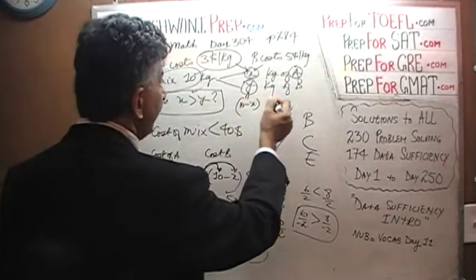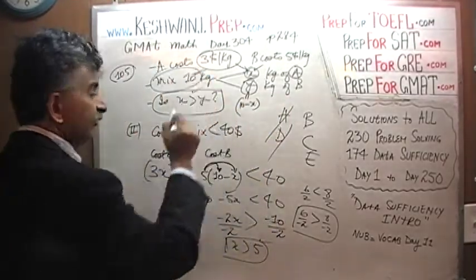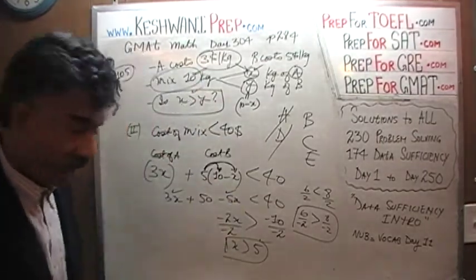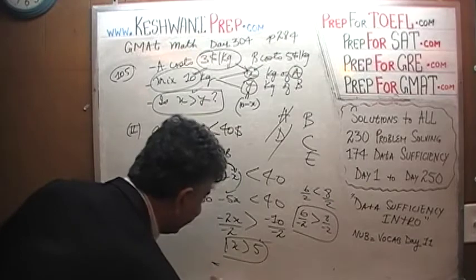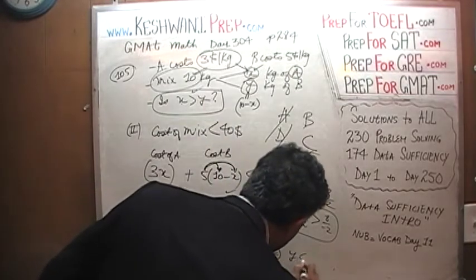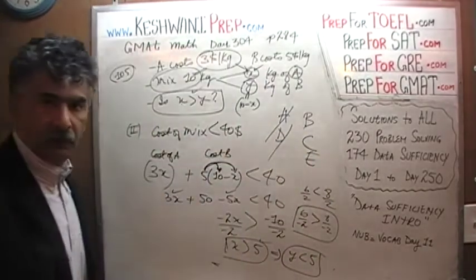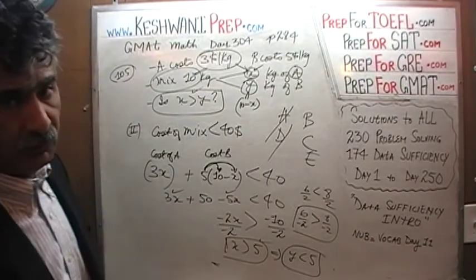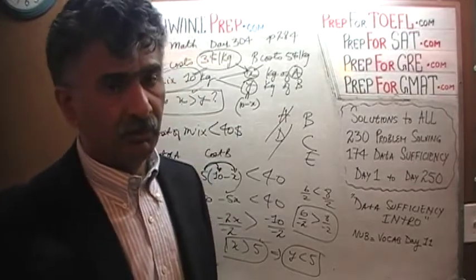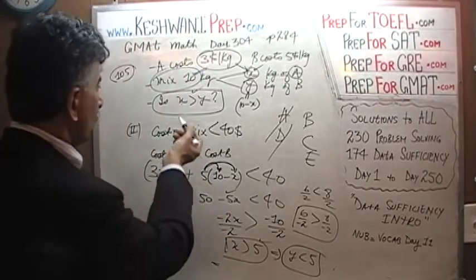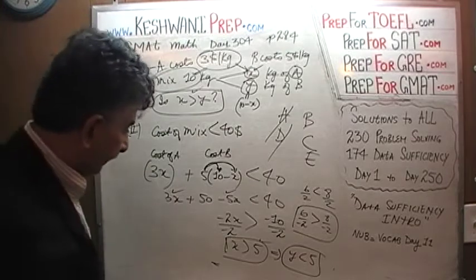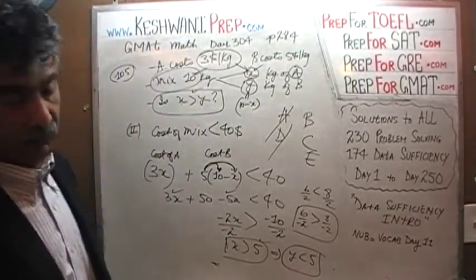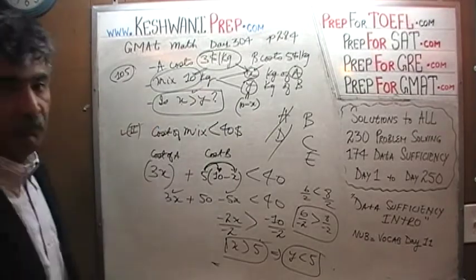Well, if x is more than 5, and the total is 10 kilos, what is it? Right here, the total is 10 kilos. If the total of the mixture is 10 kilos, and we just found out that x is more than 5, then y would have to be less than 5. If x is more than 5 kilos, then y would have to be less than 5 kilos, because they have to add up to 10. And the question was, is x more than y? The answer is yes, x is more than y, because x is more than 5 kilos, and y is less than 5 kilos. So the second statement does the job quite nicely.